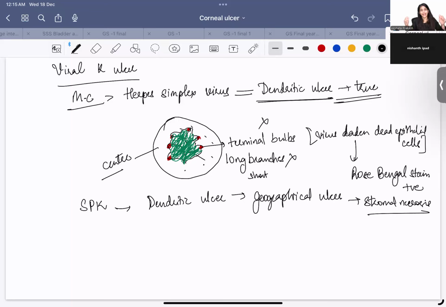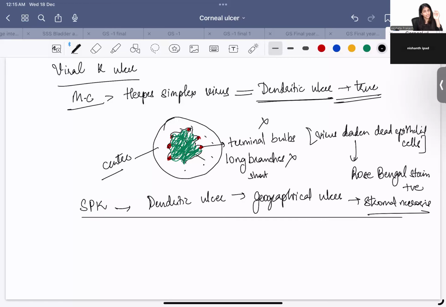The next stage is necrosis, your stromal necrosis. When the virus actually penetrates into the stroma and it causes necrosis, it is an intense reaction, the whole thing gets sloughed off, there is thinning, there might even be perforation. That is your stromal necrosis. This is your virus keratitis.